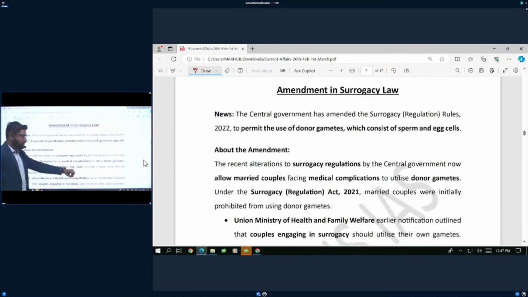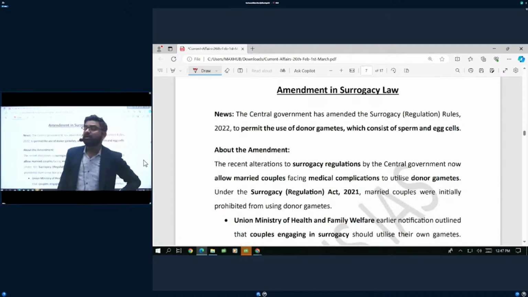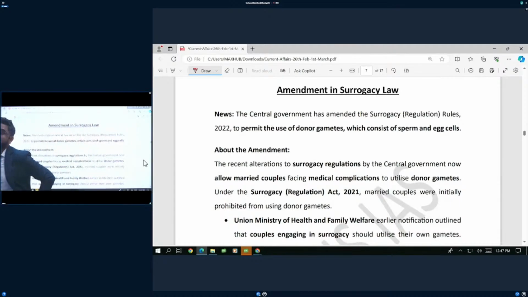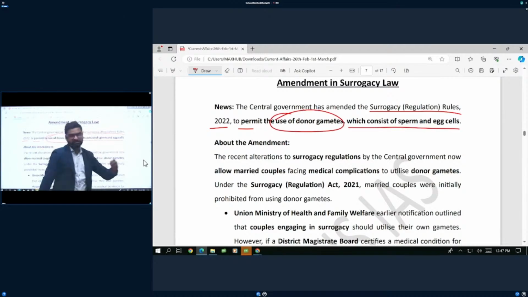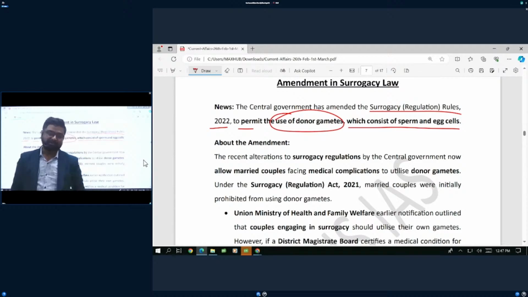Amendment to Surrogacy Law. The second news is with respect to Surrogacy Act. Recent में एक अच्छी amendment आई है इसमें. The central government has amended the surrogacy rules 2020 to permit the use of donor gamete, which consists of sperms and the egg cells. Let's understand what is surrogacy.